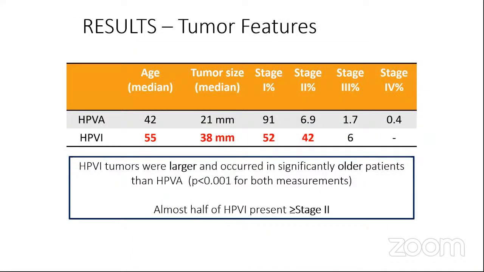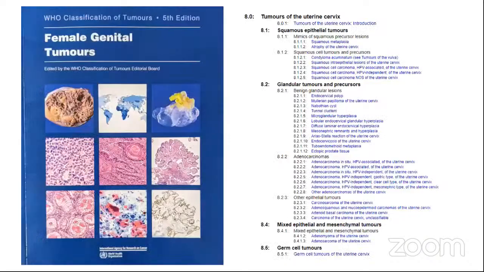And why was this important? Did it have any clinical implications? And in fact, they did. The HPV-independent tumors occurred more commonly in older patients, presented with a much larger median tumor size. And as you can see here, compared to conventional HPV-associated adenocarcinomas, more often presented at high stage, meaning stage 2 or higher. So based on that, the newest WHO, which was published in 2020, reclassified all cervical cancers based on etiology and linked to HPV.